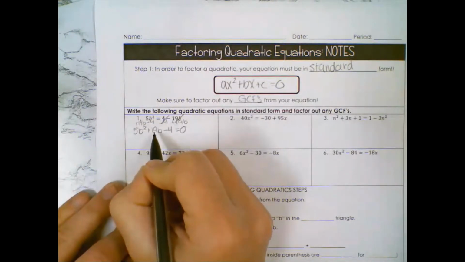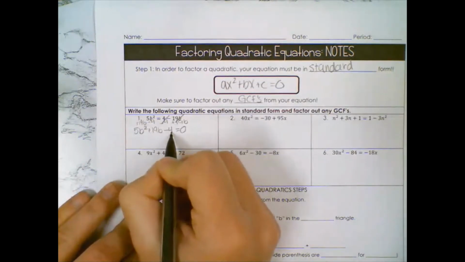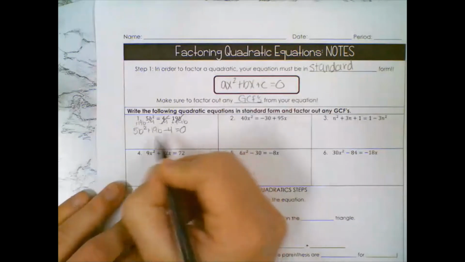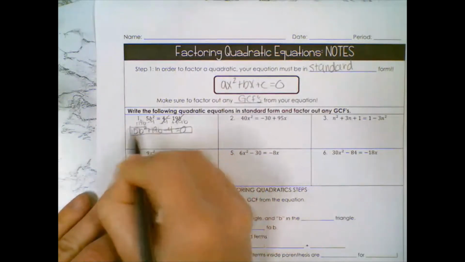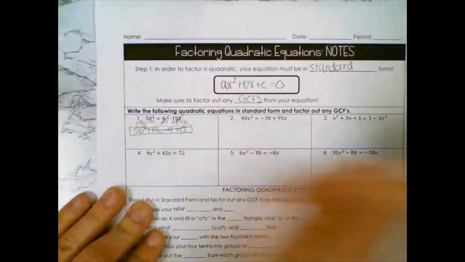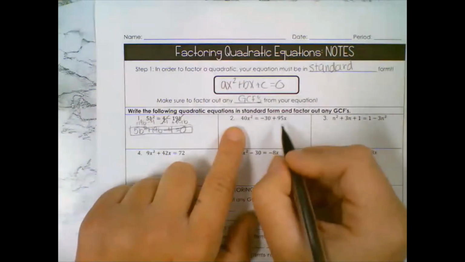Now I'm going to look for any GCFs: 5, 19, and 4. None of these have anything in common, so I am done. This is in standard form and in its simplest form. Okay, next example, same idea.